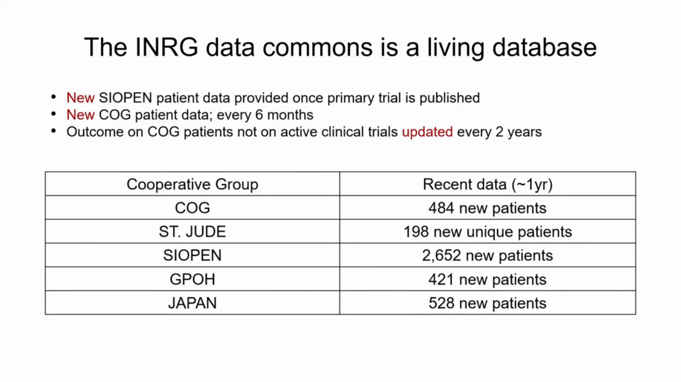But just in the past year, the INRG has obtained information on probably about 3,000 or 4,000 new patients, as you can see. They get new COG data every 6 months for new patients that have been enrolled on the biology study, or now hopefully APEC, and then outcome data every couple of years. So this is a living thing. So we always make sure when we're doing an analysis that we're using the latest data because we know things will change.